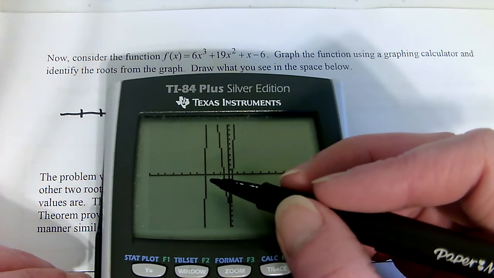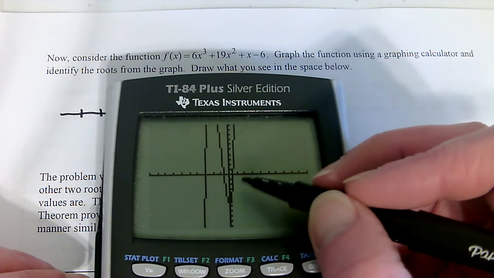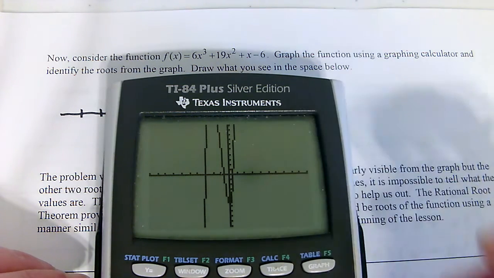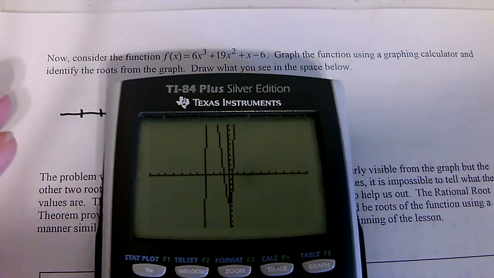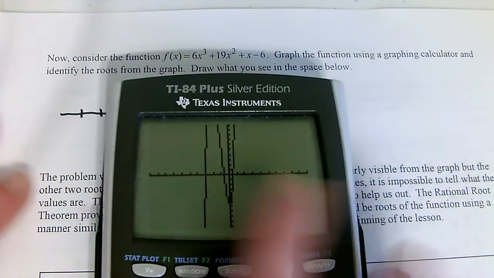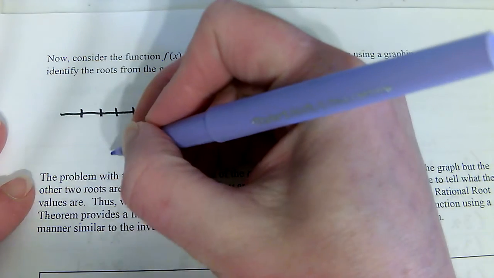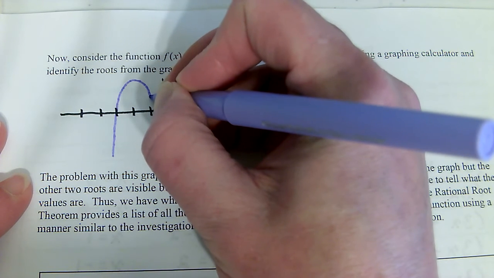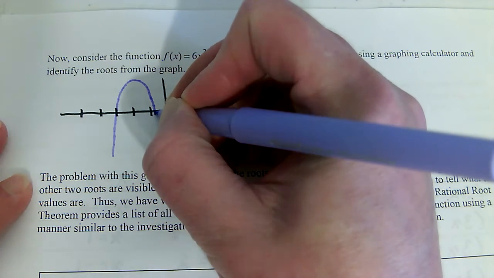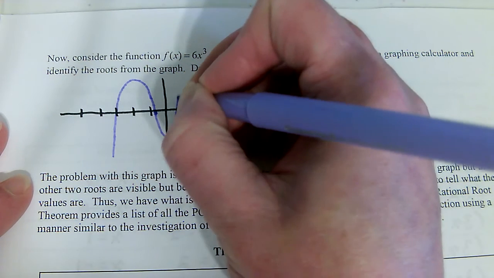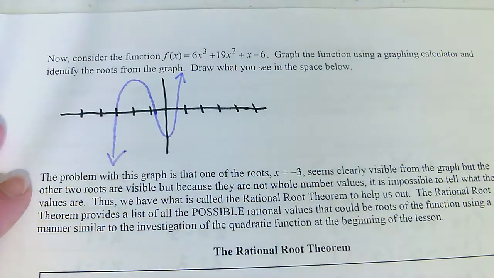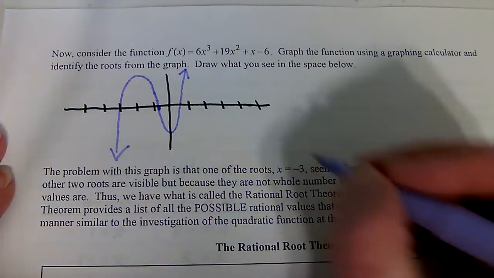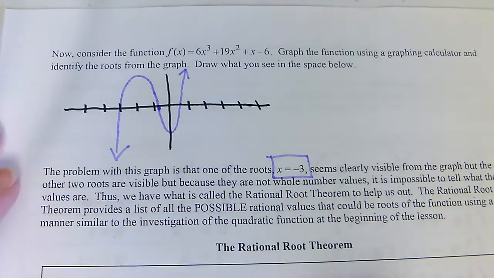Notice you can see it passing through -3 pretty easy. But then these other two zeros are in between some values. So let's sketch that. It went up through here, then it came back down and it looked like it went here, and then it went back up through here. So it's really obvious that one of the roots is -3, but the other two are going to be fractions.